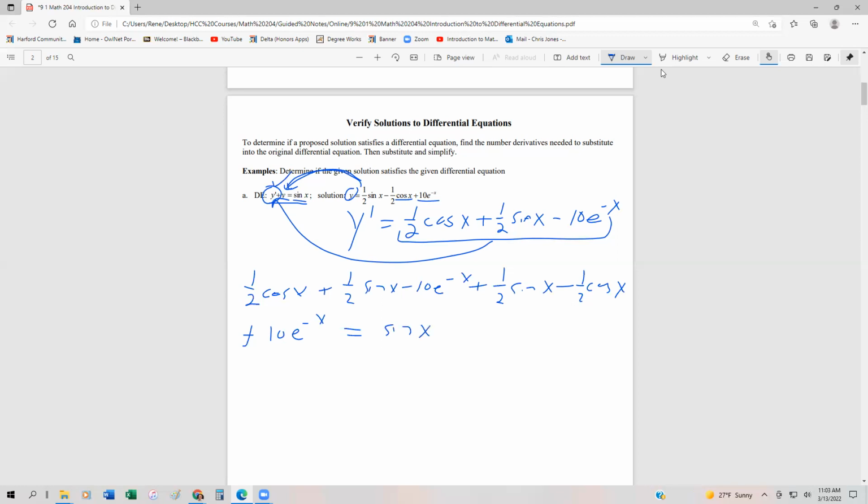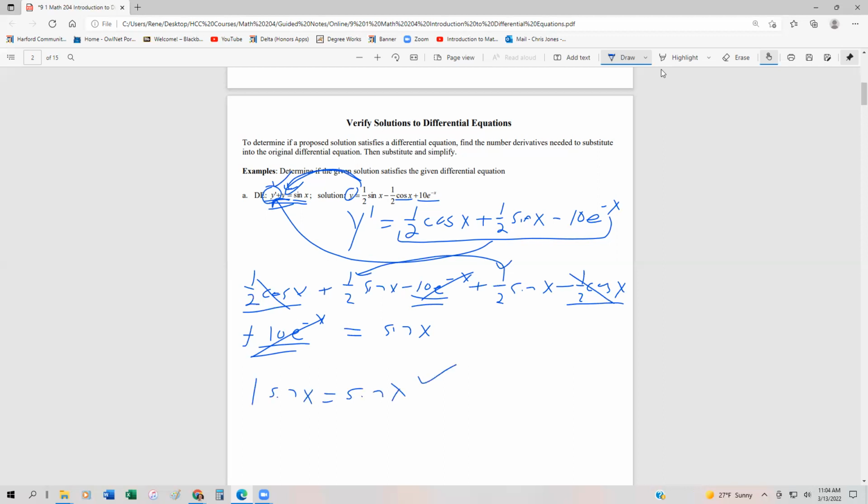Okay, so notice I just substituted back in for both of those. Now, if we go through and simplify, notice we have 1/2 cos x and minus 1/2 cos x. Those cancel out. Notice that we have negative 10 e^(-x) and positive 10 e^(-x). Those cancel out. And then we have a half plus a half, which is going to be 1 sine x, and that clearly does equal sine x.